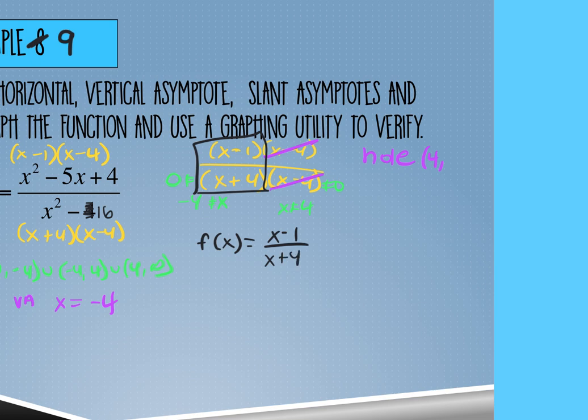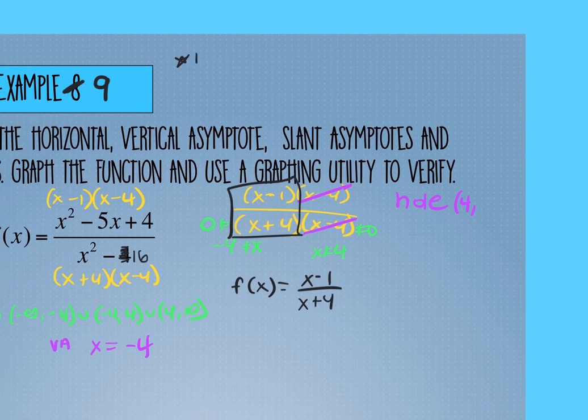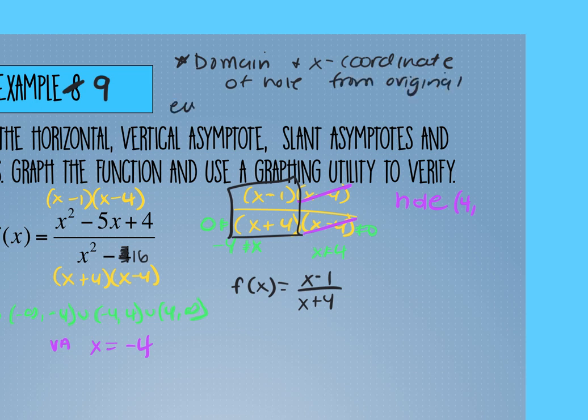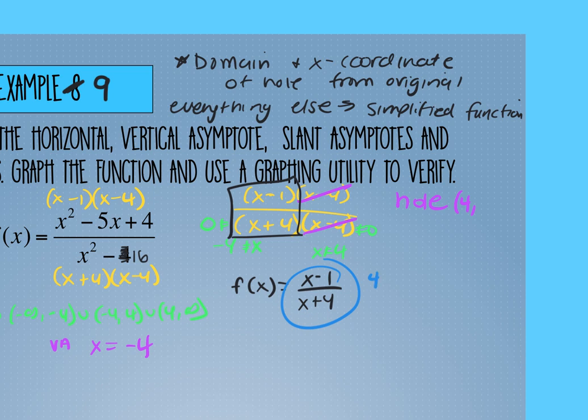I'll say it again. Domain and the x-coordinate of your hole are the only two things that come from the old one, or the original. Everything else you get from the simplified function. So if I want to find the y-coordinate of my hole, I'm plugging it into here. I'm plugging 4 in. 4 minus 1 over 4 plus 4, which is 3/8.